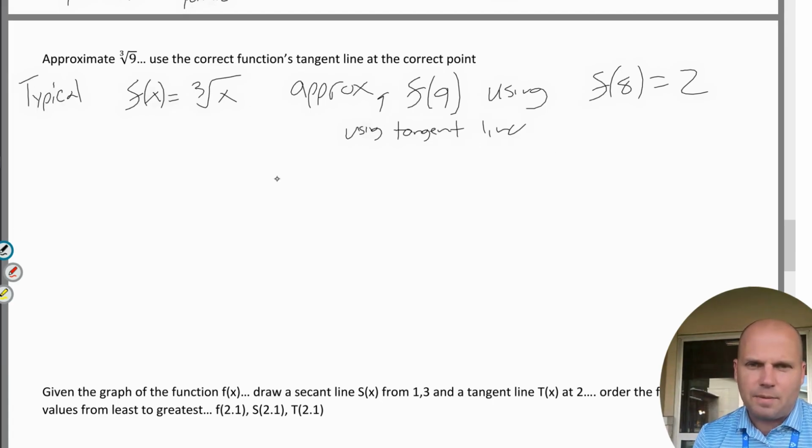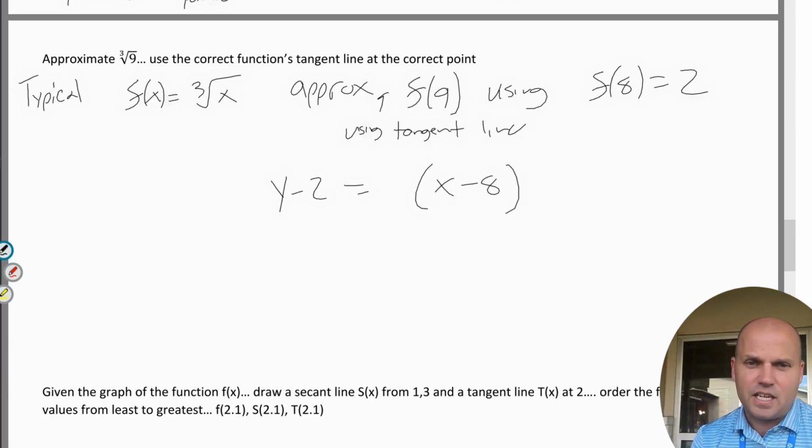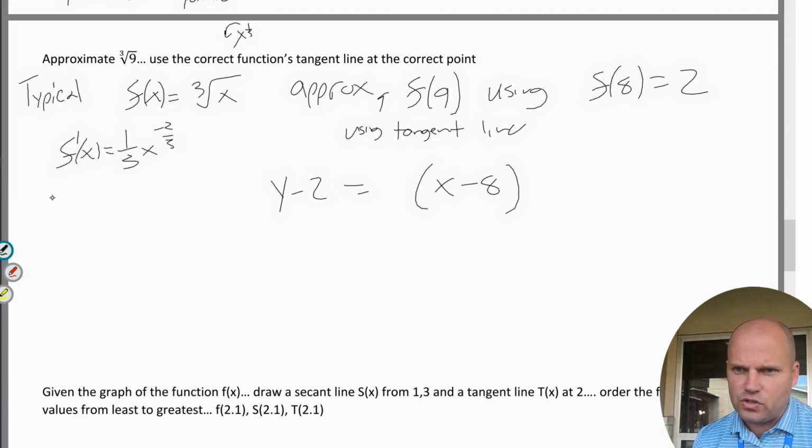Okay, so we got the point (8, 2). So we got y minus 2 equals m times x minus 8. I need to find the slope. How do I find the slope? I need the slope equation. I need the derivative. Plug in x's, get m's equation. The 1/3 comes down. Don't forget to subtract 3/3 to get negative 2/3. So f prime of x is 1/3 x to the negative 2/3.